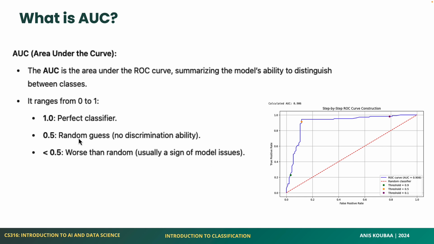Now, if you have 0.5, like this line here in red, it's like a random guess. It's 0.5 true positive and 0.5 false positive, so it's kind of a uniformly distributed random guess. And if the curve is below this red line, it's even worse than a random guess. It's usually a sign of a model issue. Anything above 0.5, of course, if it is much higher, tells us that the model is even better. If you have 0.9, it means that the model's ability to discriminate between the two classes is good.